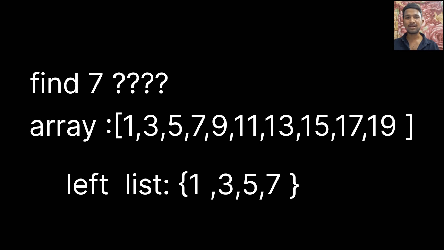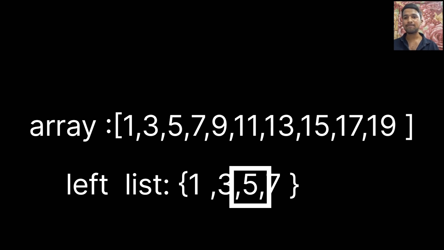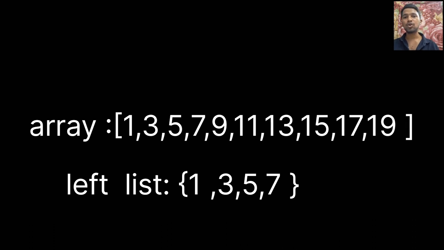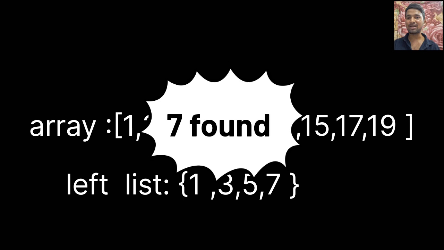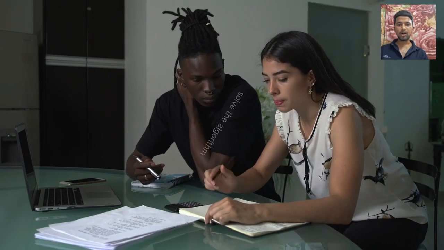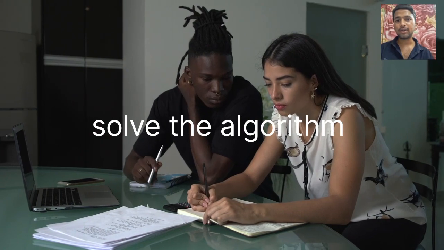So 7 is less than 9, so we look at the left half, which is 1, 3, 5, 7. In this left list, again we find the middle element, which is 5. As we know 7 is greater than 5, so we look at the right half of the segment. So we found the value 7. This is how easily we can solve the algorithms.